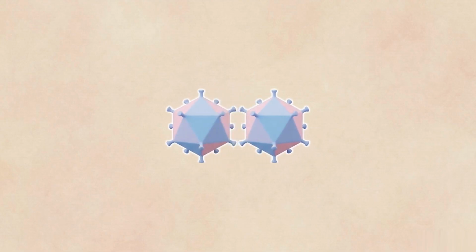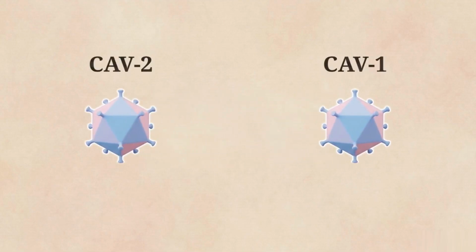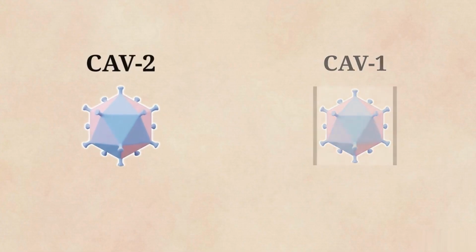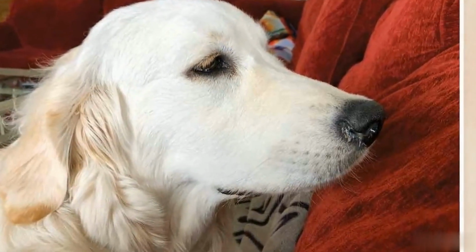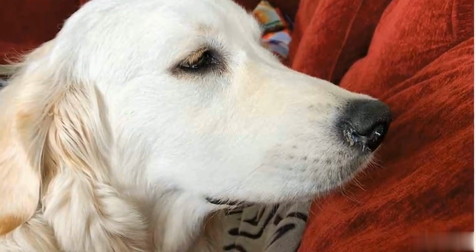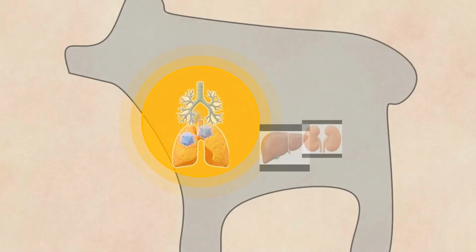In the wild, this virus exists as two distinct genetically related serotypes. Let's look at the milder strain first, CAV-2. Look closely at the nasal discharge on this dog's snout. This is the hallmark of CAV-2. It primarily restricts itself to the respiratory tract, causing a localized infection commonly known as kennel cough.